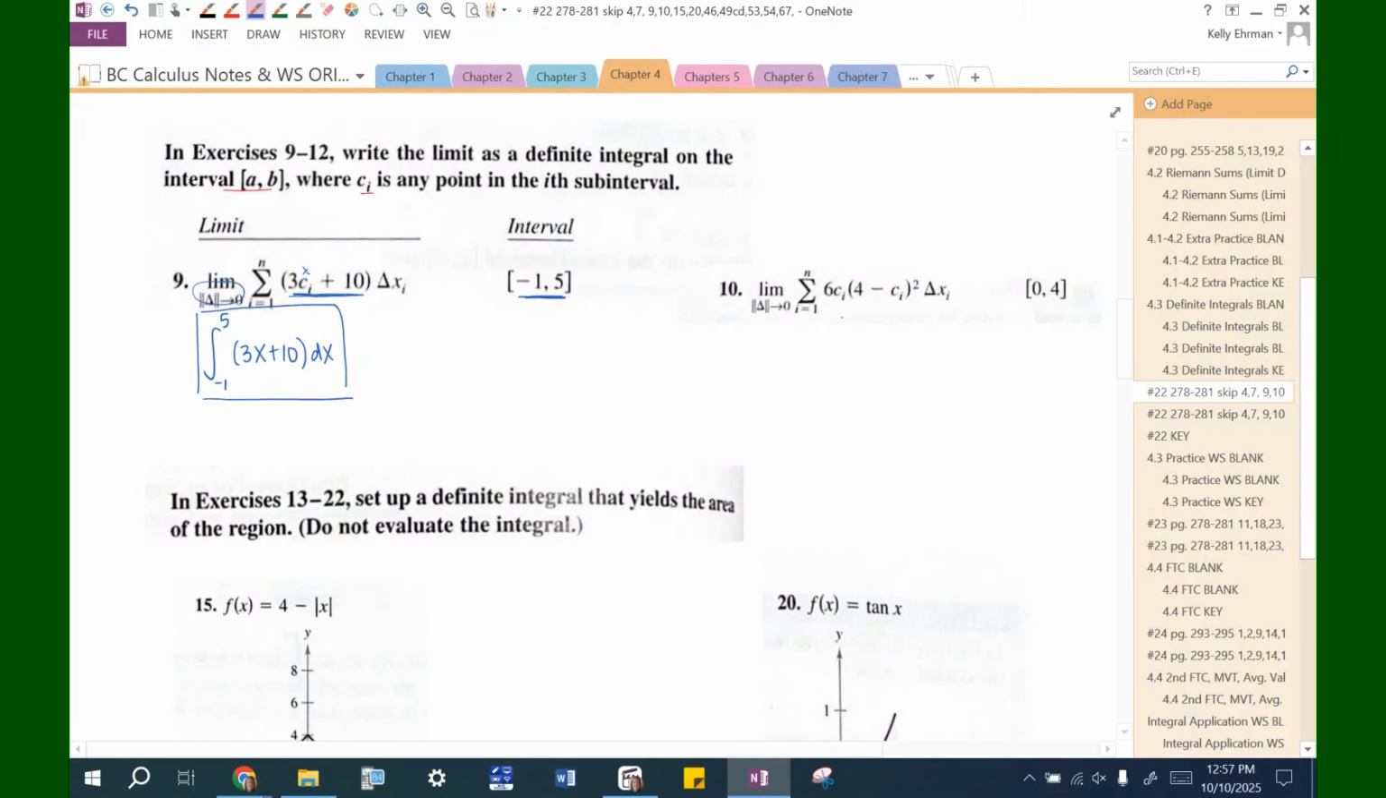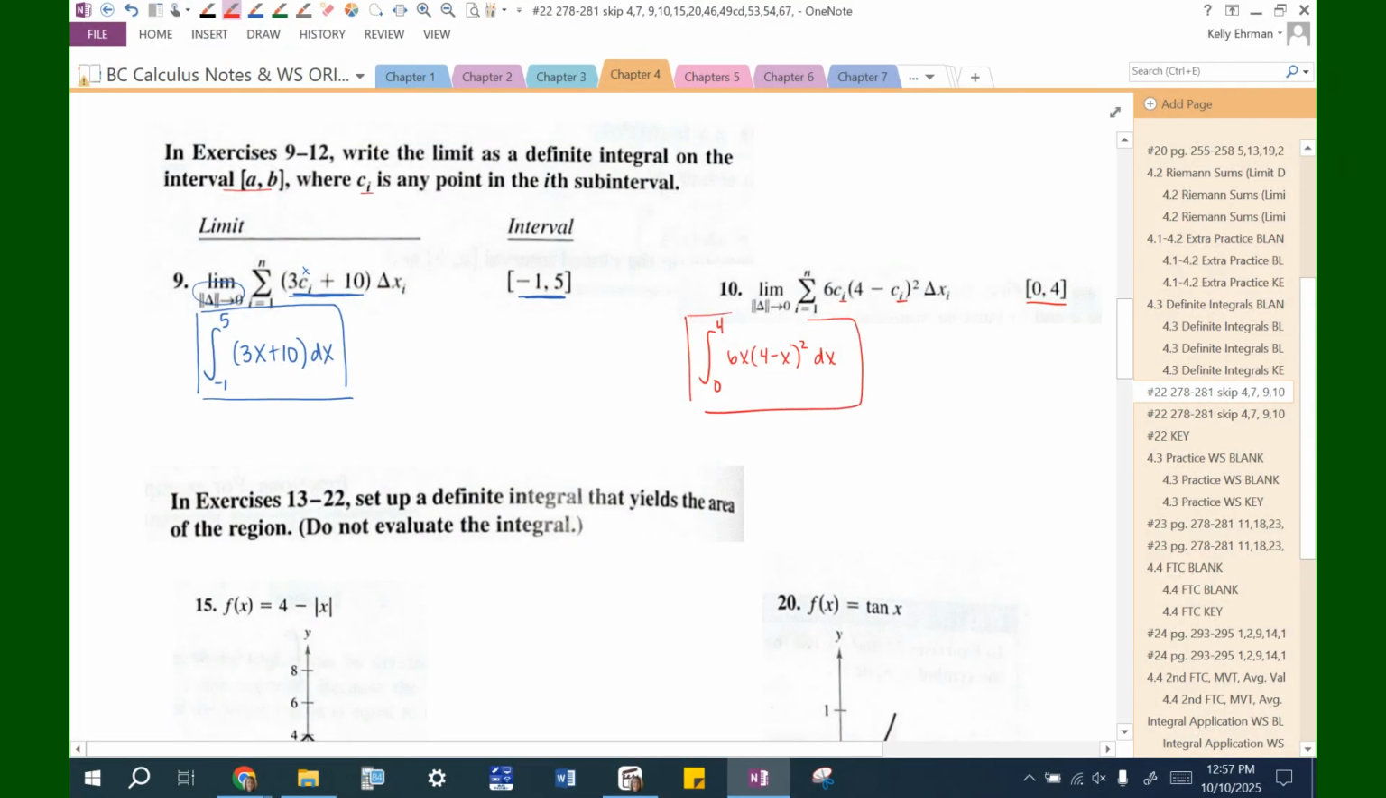Same idea with number 10. So this is the integral from 0 to 4. What's the f of x here? Anywhere I see a c sub i, I'm going to replace that with an x. So 6x times 4 minus x, the quantity squared. Remember to replace delta x i with dx.